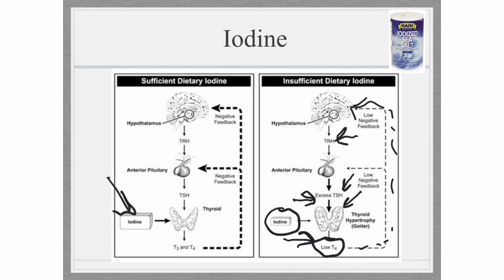If, however, we have sufficient dietary iodine, we'll have nice normal blood levels of T3, T4, or thyroid hormones, which will signal to these areas in the brain that everything is good and okay, and we will only have release of those two products when the levels of thyroid hormone fall beneath homeostatic levels.